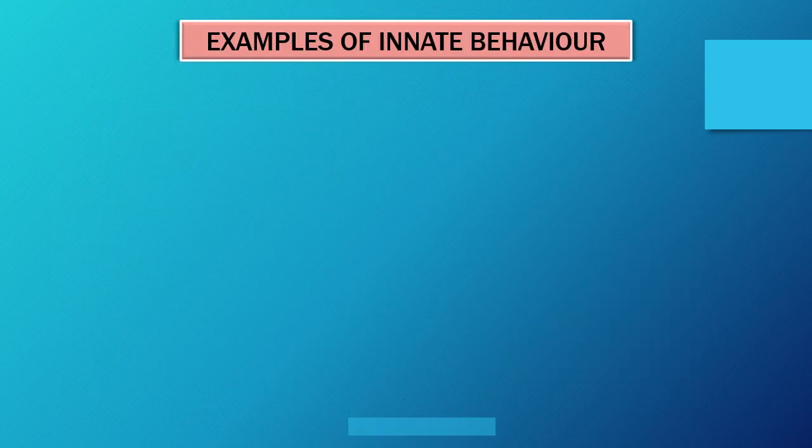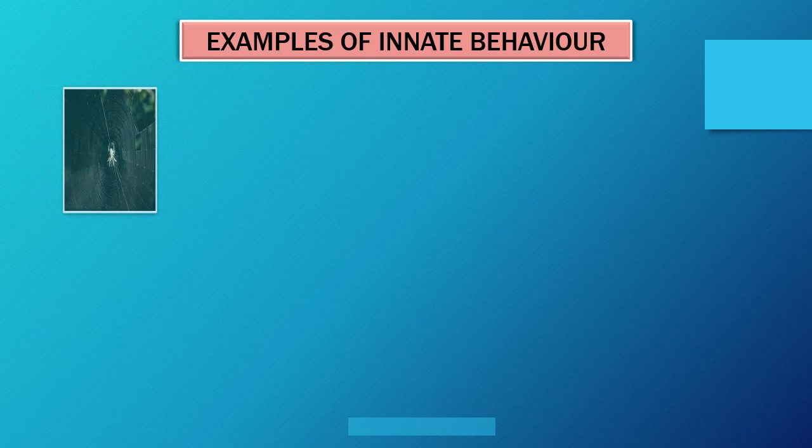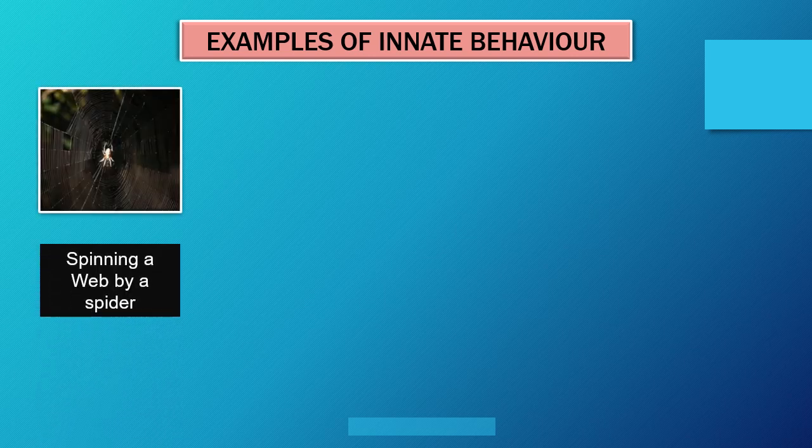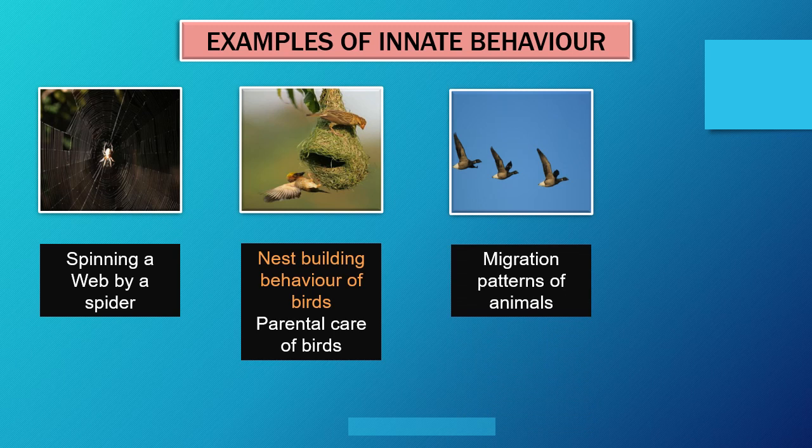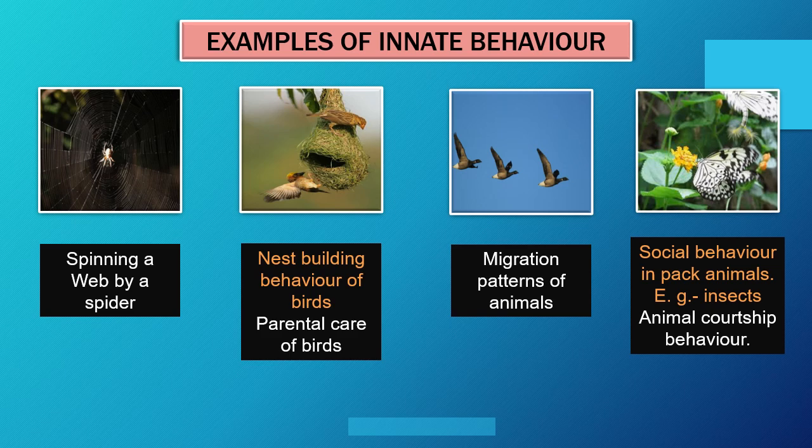Some common examples of innate behavior: spinning a web by a spider, nest building and parental care of birds, migration pattern of animals, social behavior and animal courtship behavior. So these are the common examples of innate behavior.